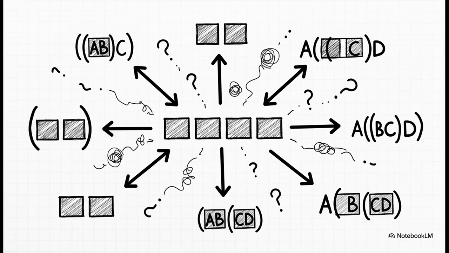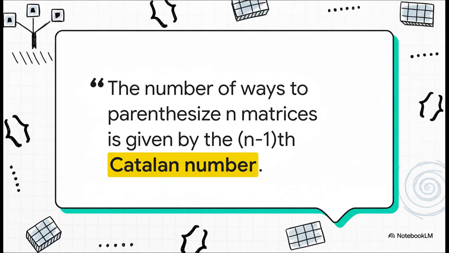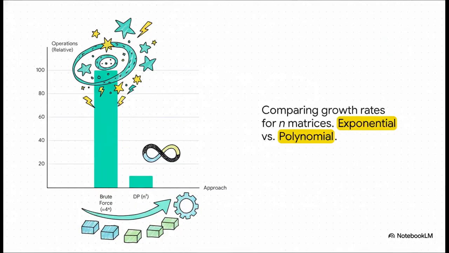But as you're about to see, for anything but the tiniest chains of matrices, this is a complete computational dead end. And the reason this is such a bad idea has a very specific mathematical name: Catalan numbers. These are a sequence of numbers that pop up in all sorts of weird places in math. And the only thing you really need to know about them for our purposes is that they grow fast. Like unbelievably fast.